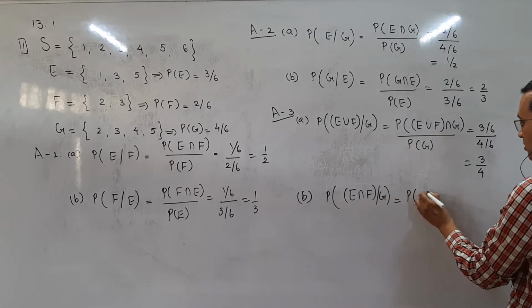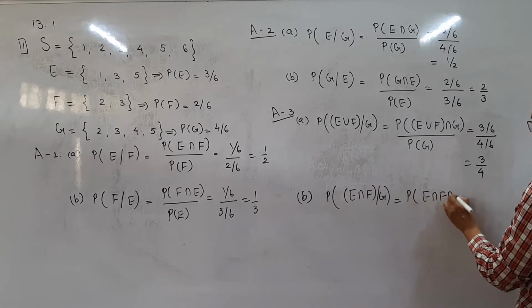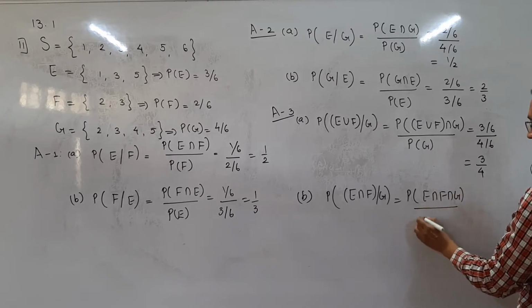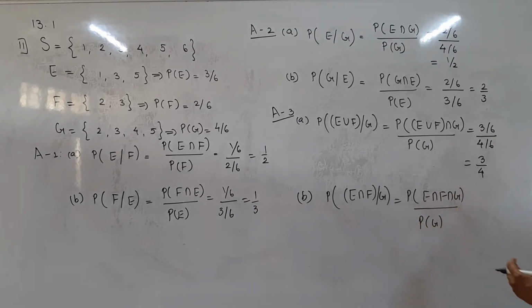The second part is probability of E intersection F given G. So this is probability of E intersection F intersection G upon probability of G. The common element of all three is only 3. And so this probability is 1 by 6 upon 4 by 6. So this answer is 1 by 4.